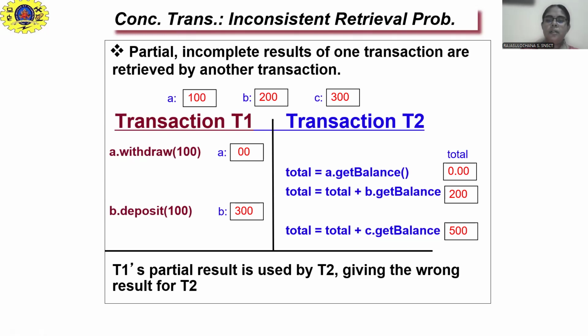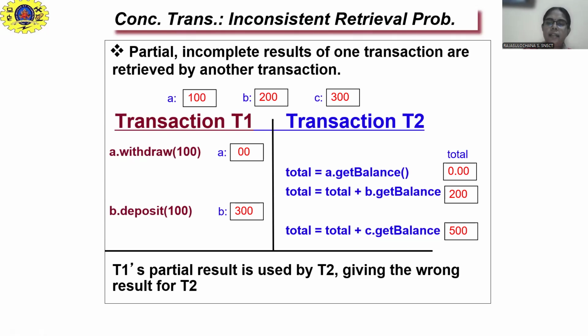Now transaction T2 receives the balance from C and adds it to the total. Initially, the total is updated as 200 rupees when it reads the balance from account B. Now, after obtaining the balance from C, it is 300. So, 200 plus 300 would be 500. But is it correct? It is wrong, right?